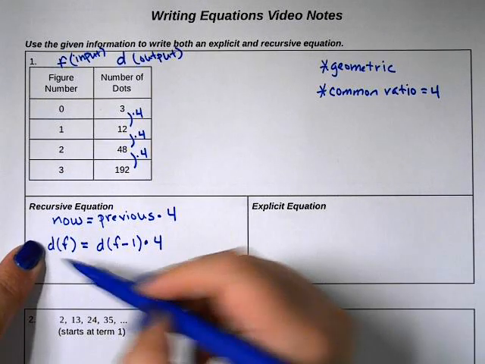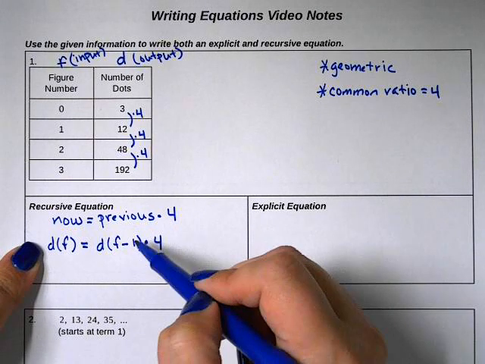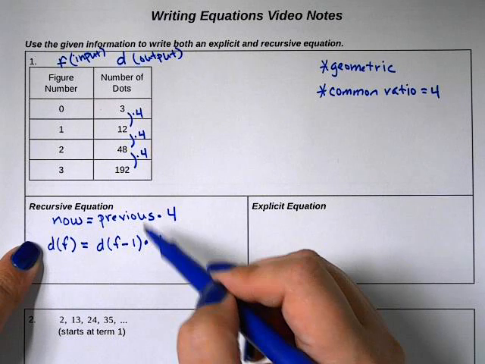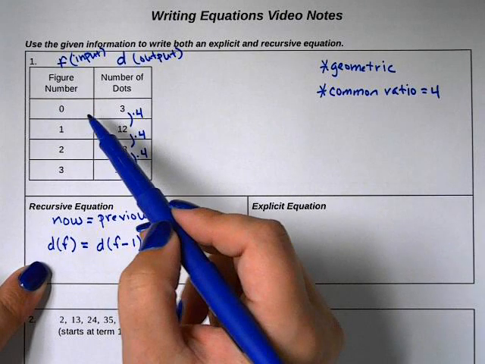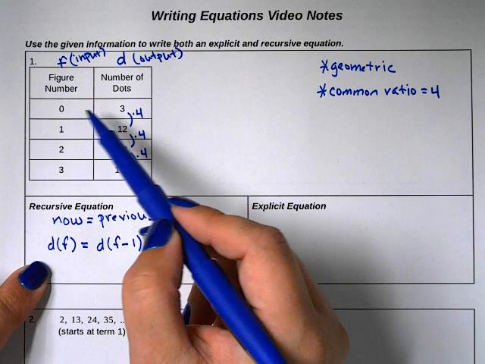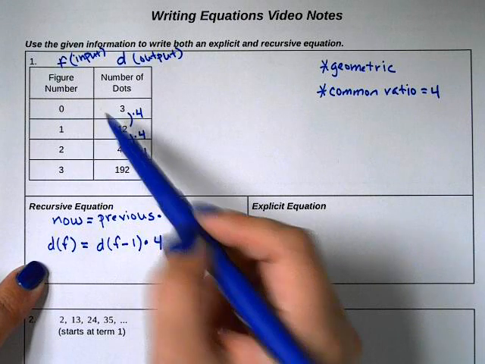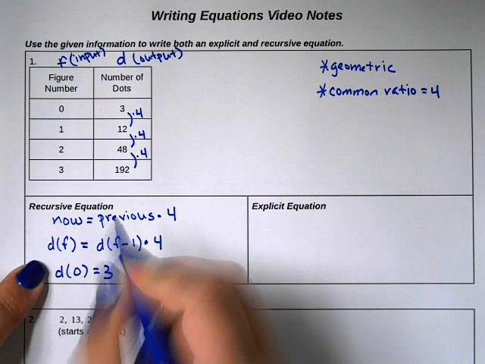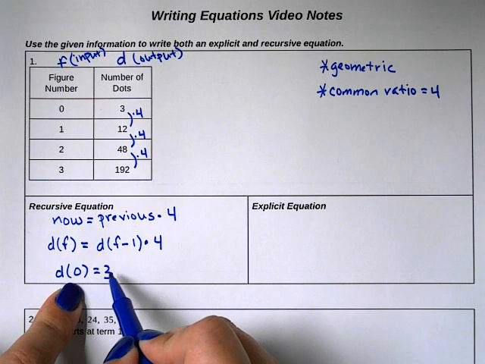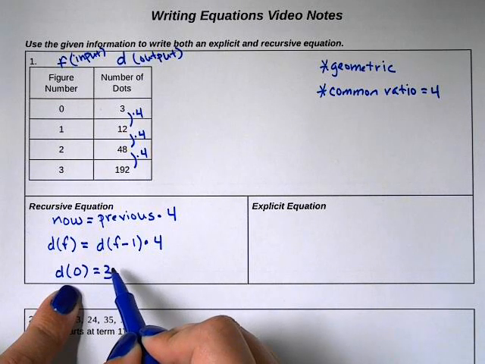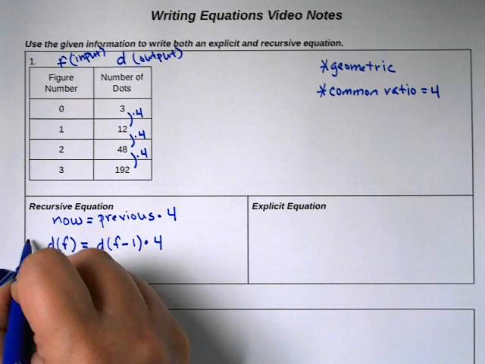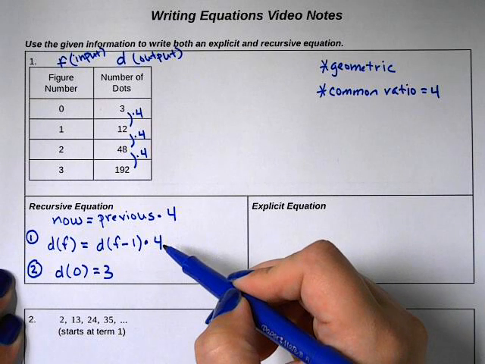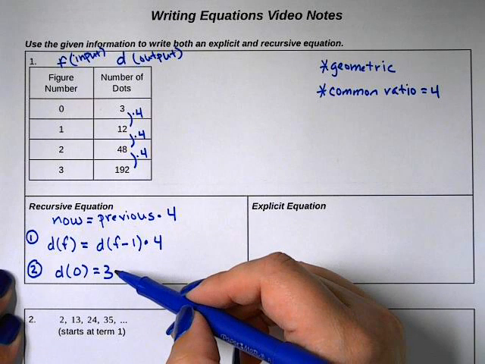Now remember, this is only one part of our recursive equation. This is only telling me take the previous and multiply by 4. This is the pattern. We also need to make sure that our recursive equation tells us where to start. So if I look at my table, my initial start value was figure 0, and I had 3 dots, which means in order to write that, I'm going to say D of 0 equals 3. So what this means is if I input 0, I get an output of 3, so that tells me the starting value was 3. So remember, it has to have both of these parts. And my students, I even tell you sometimes to just number it because it helps you. So here's where my pattern is, it's the previous times 4, and here's where I started with 3 dots.